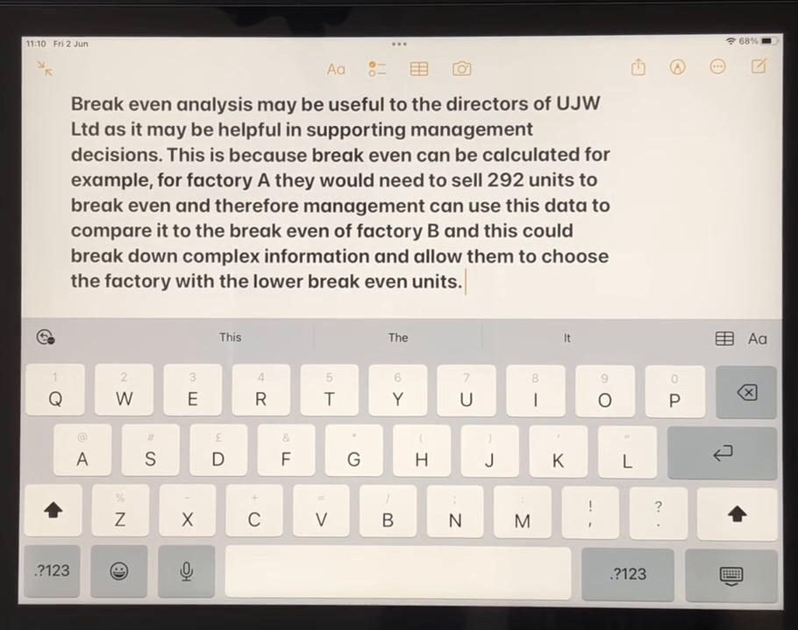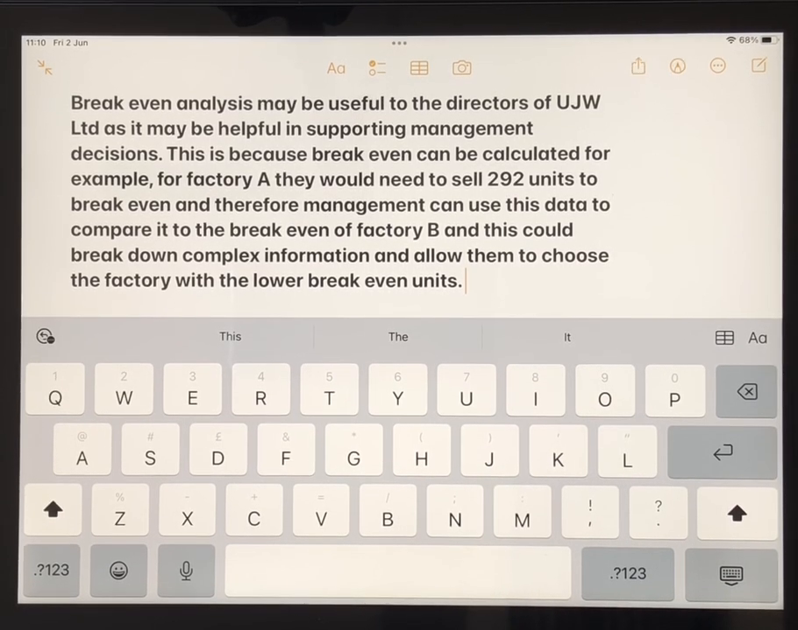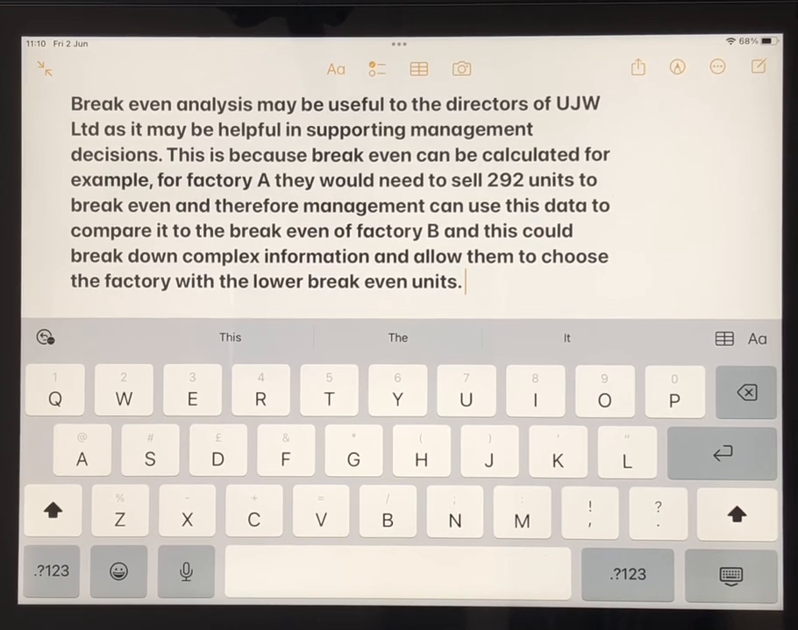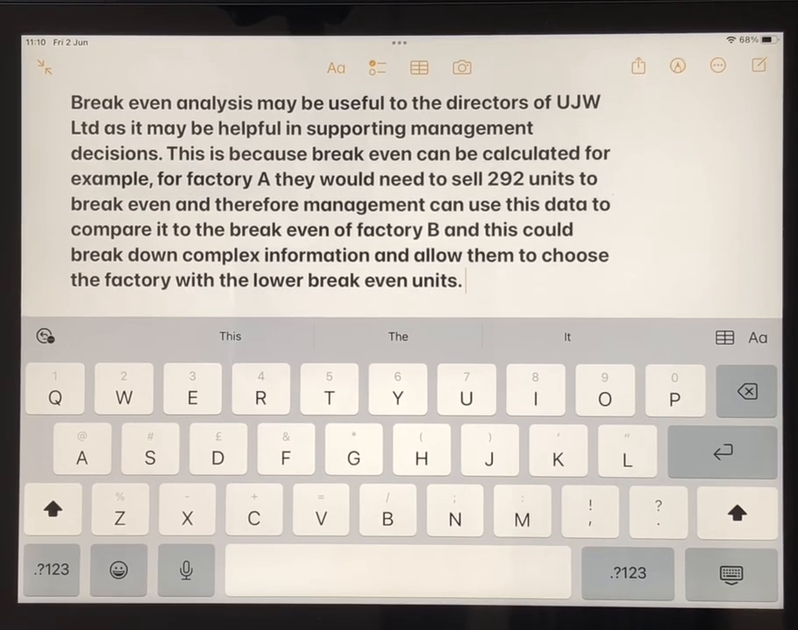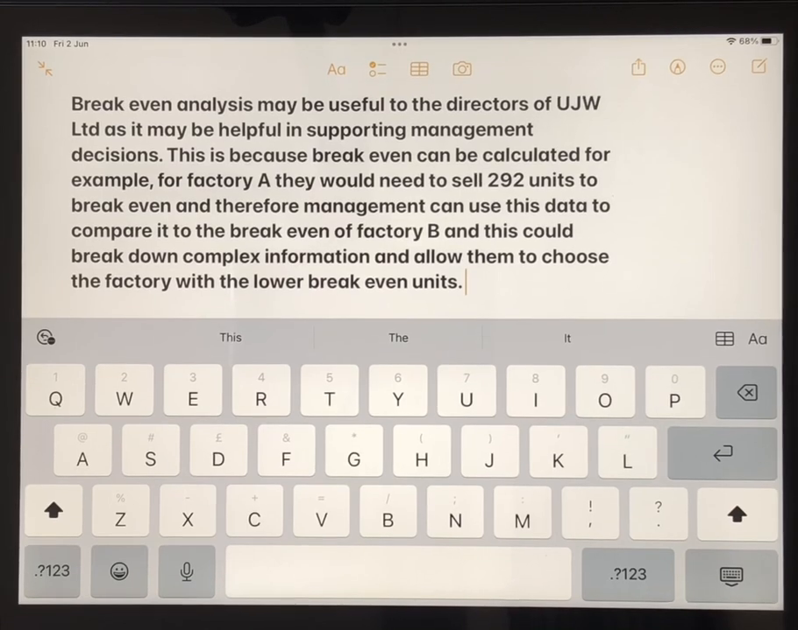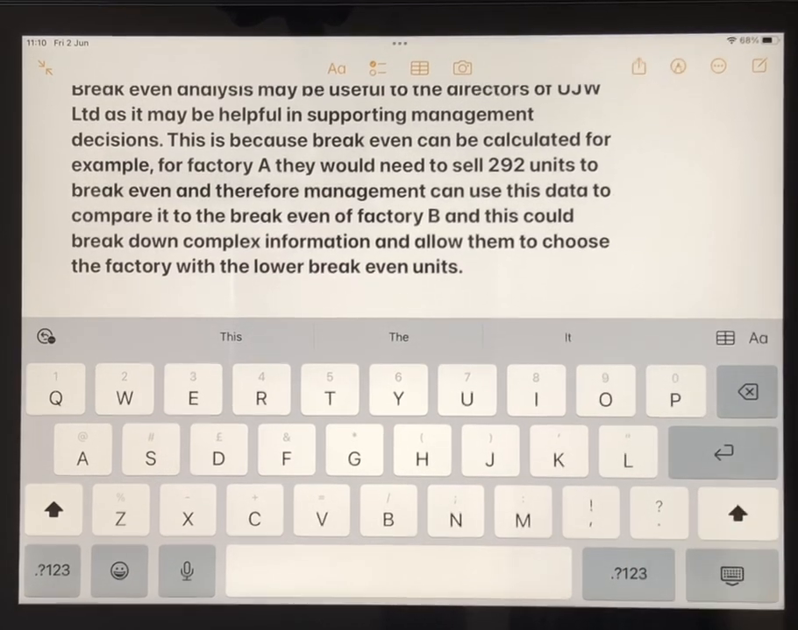them in decision making. And for example, they can compare factory A with factory B. I've not worked out factory B, but you could work it out and put it in there. And then you could basically say that they could use that data, do a comparison. It breaks down complex information and it makes their decisions easier. Okay, obviously as a business owner, you would choose the product or the project, etc. that gives you a lower break even. Why? Because it would be easier to make a profit. Okay, so that would probably be the first paragraph.